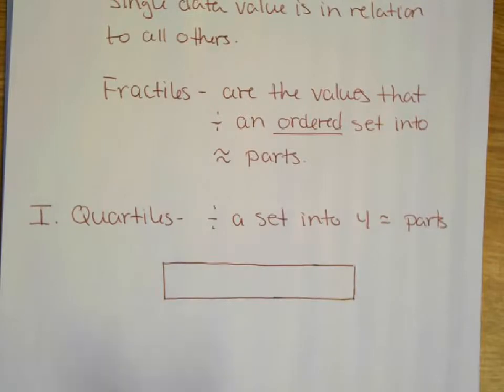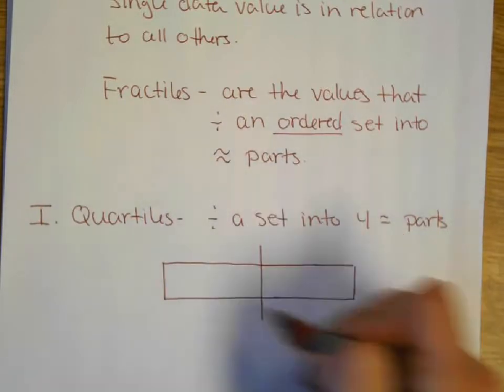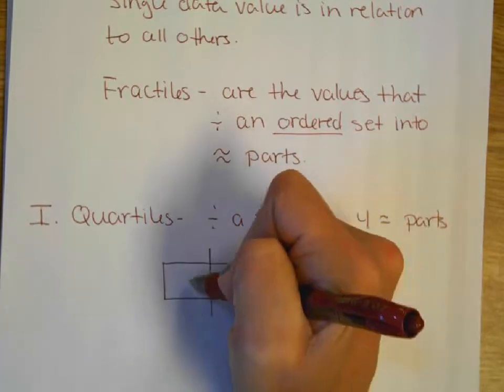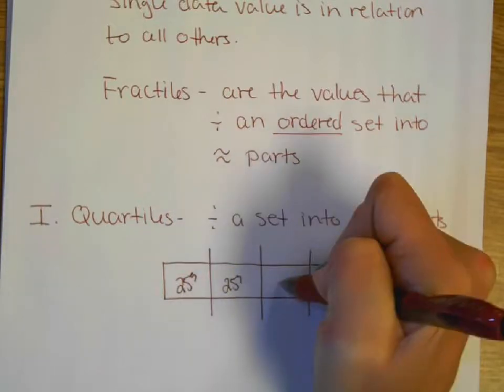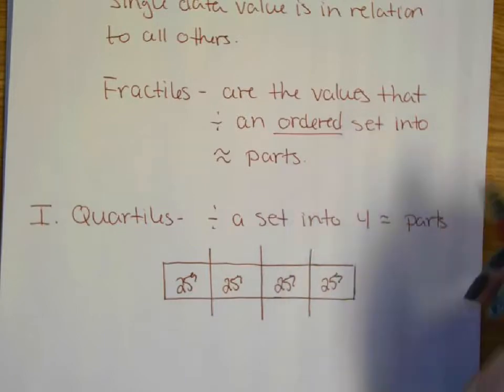So think about a board. How many times would you have to cut the board to get 4 equal chunks? So how many times with your saw would you cut? You would be cutting 3 times. So you would cut the board in half. Then you would take each of those halves and cut, so that you had 25% here, 25% here, 25% in each of those.